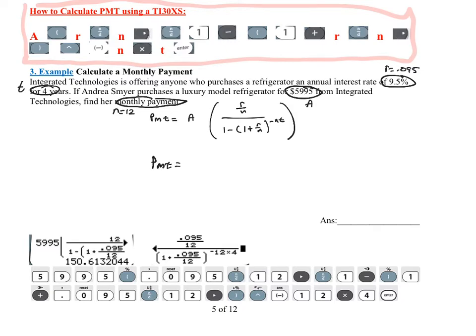I'd have PMT equals that loan amount, $5,995, times R, which is the 0.095, divided by N, which is 12, all over 1 minus, in parentheses, 1 plus R, which is that 0.095, divided by N, which is the 12, raised to the negative N, which is 12, times T, which is 4. So this is what it looks like on paper.